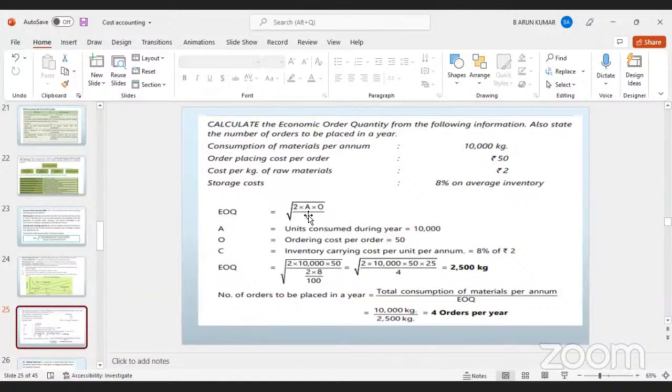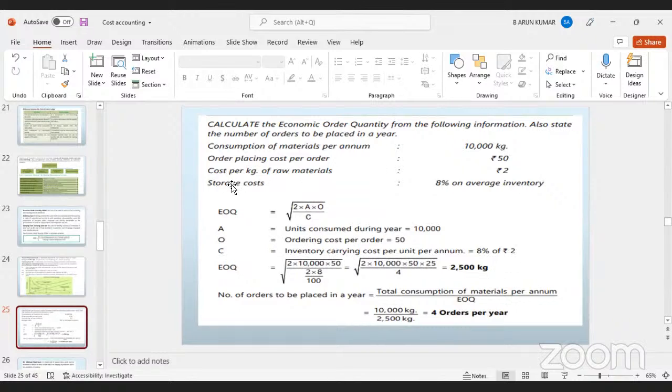EOQ is equal to the square root of 2 into A into O divided by C. A means annual consumption. How much is it? 10,000. O means ordering cost. How much money we incur for an order, that is 50 rupees. C means inventory carrying cost. Carrying cost means we are storing that inventory in the stores department. So how much money we incurred per kg or per ton or per piece, based on that we calculate the inventory carrying cost.